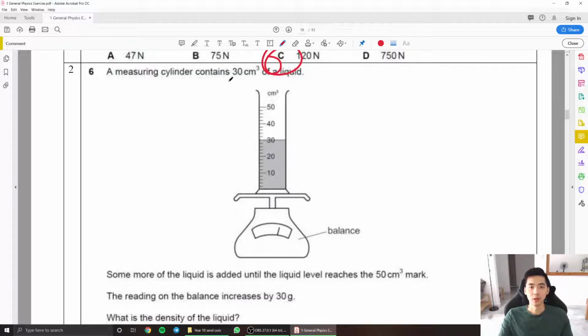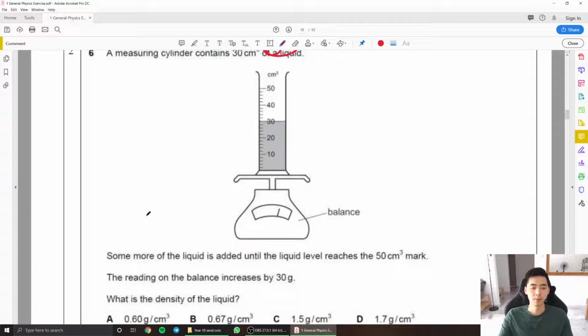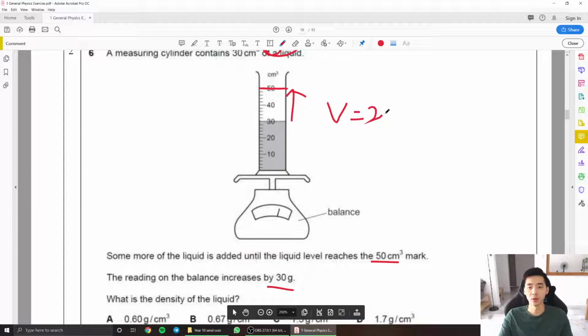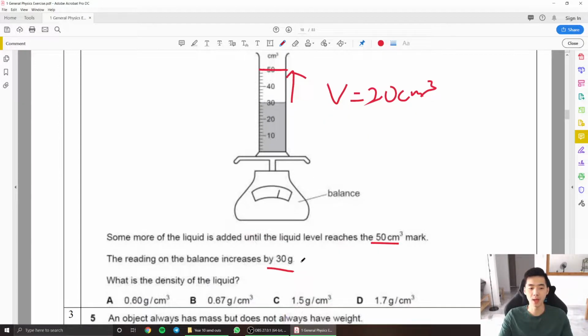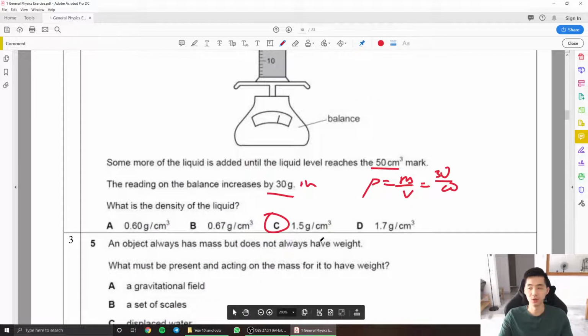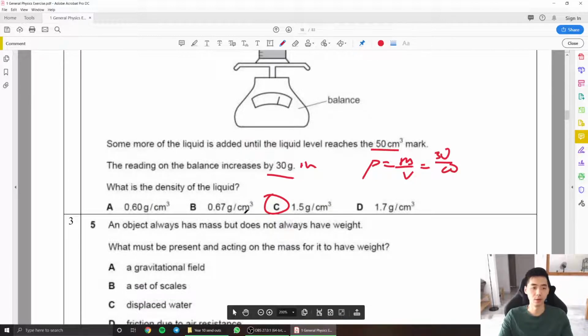A measuring cylinder contains 30 cm cube of a liquid. Some more of the liquid is added until the liquid level reaches the 50 cm mark. It goes up from 30 to 50. The reading on the balance increases by 30 grams. So the volume increased by a total of 20 cm cube, and the mass increased by a total of 30 grams. What's the density of the liquid? Easy, density equals mass over volume, which in this case is 30 divided by 20, which is going to be 1.5 in this scenario.